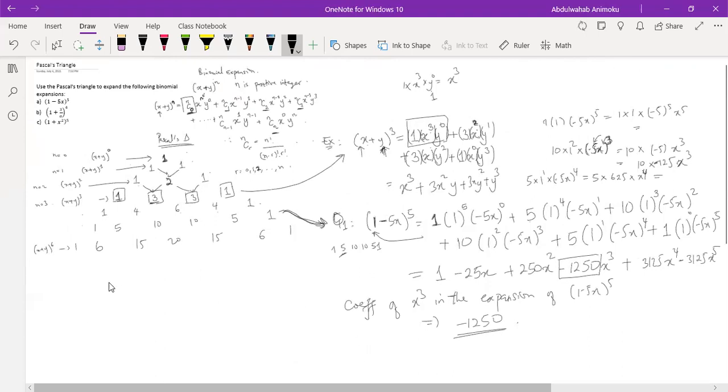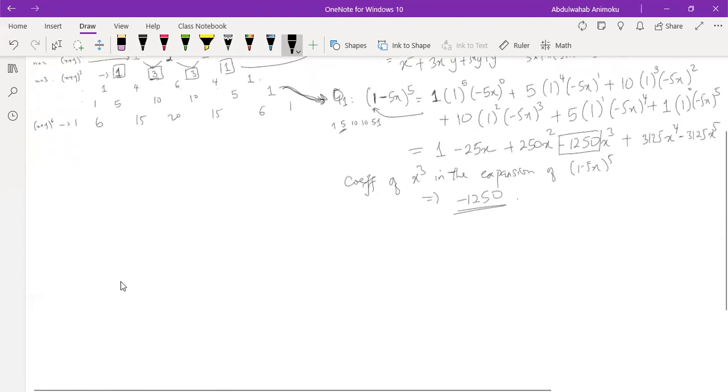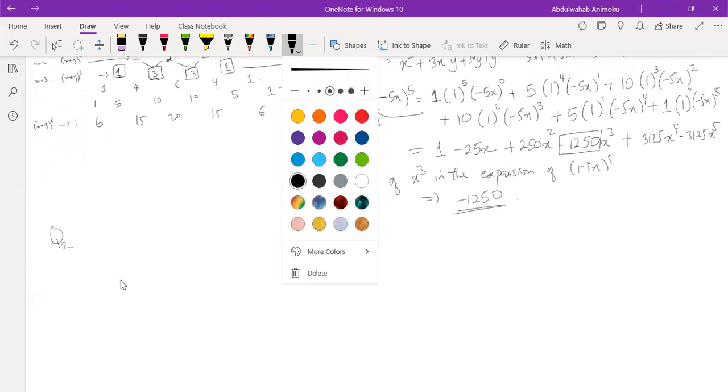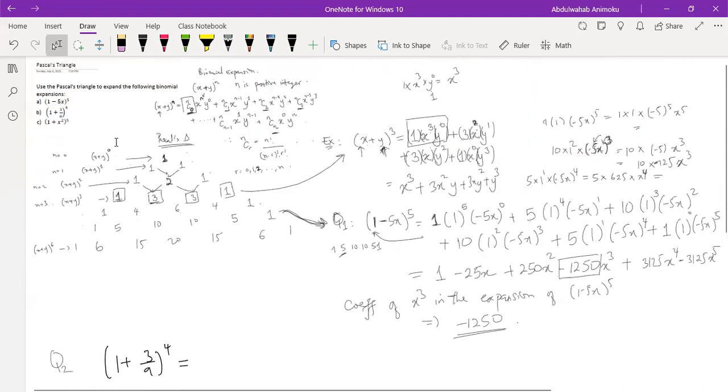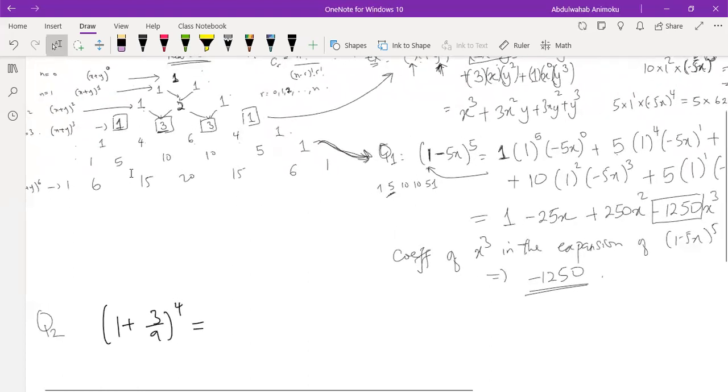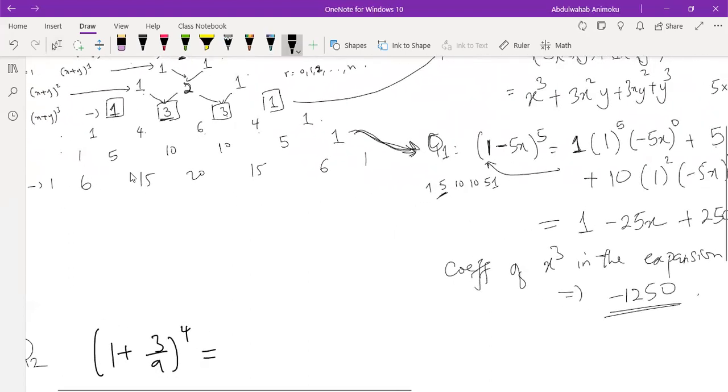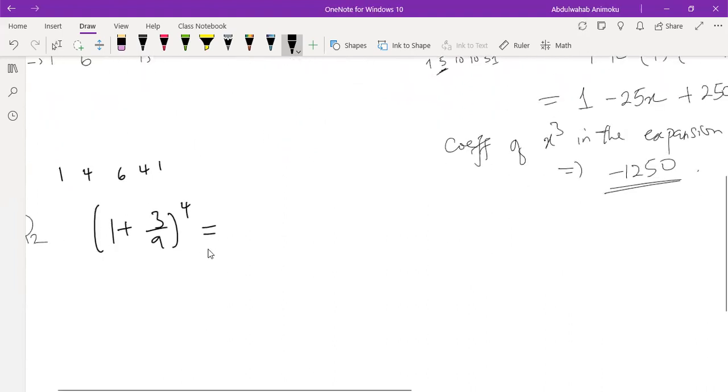Okay, the second one says 1 plus 3 over a raised to power 4. So question 2, let me just make it thicker. We are doing 1 plus 3 over a all raised to power 4. We are doing this expansion. So don't forget, you need to know the coefficients for the power of 4, which is this one. The coefficients are 1, 4, 6, 4, 1. So that's what you're going to use for this expansion.